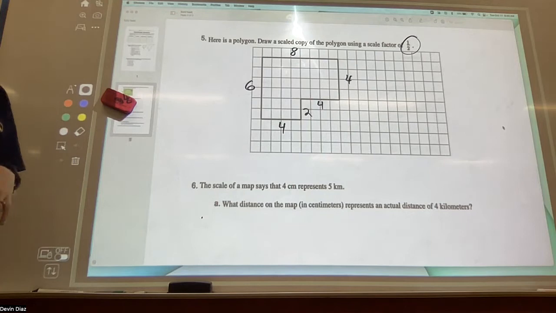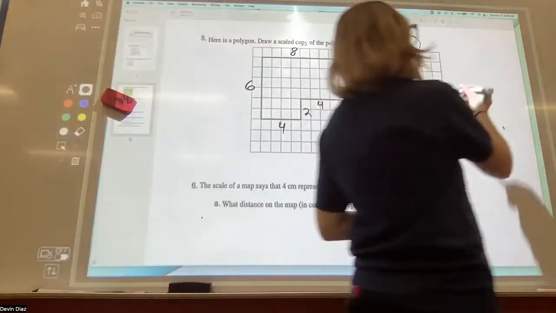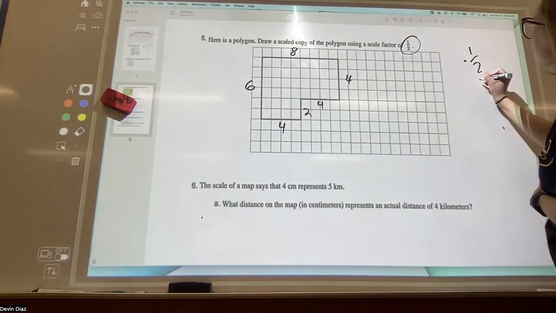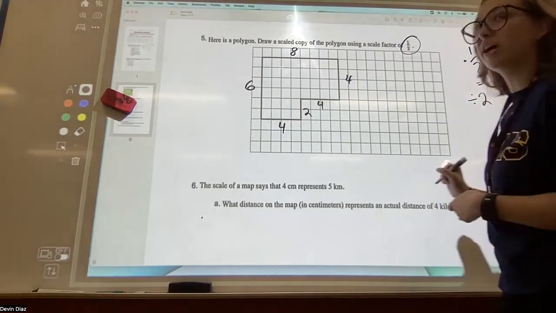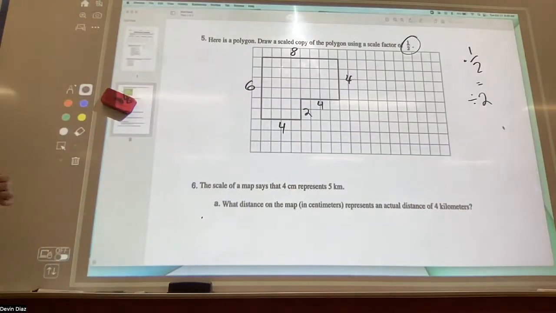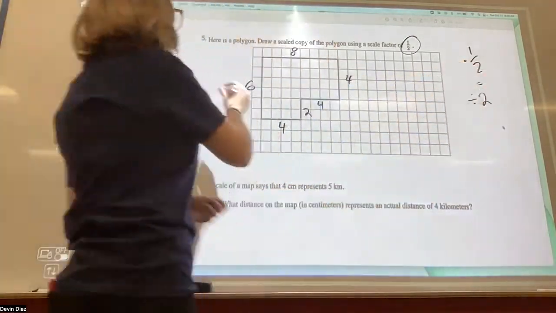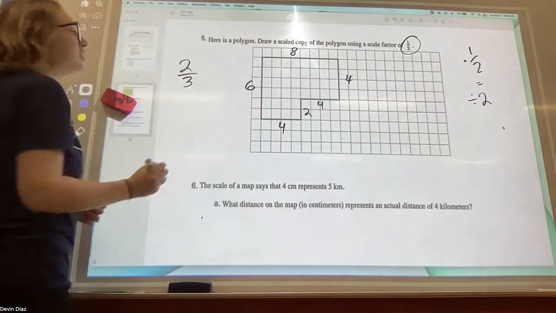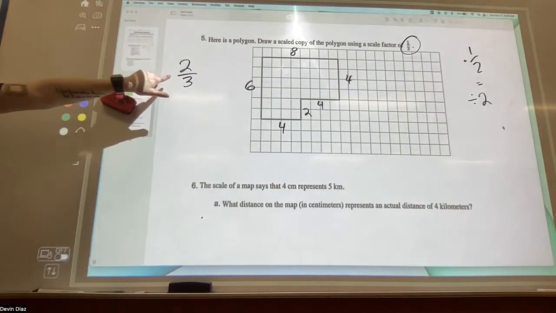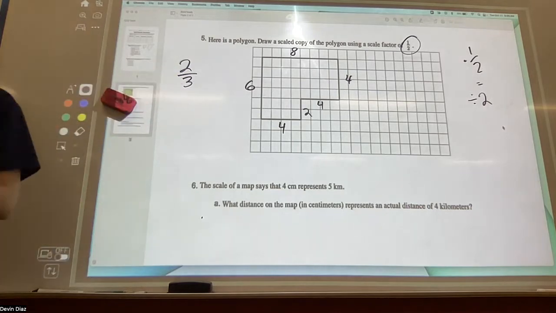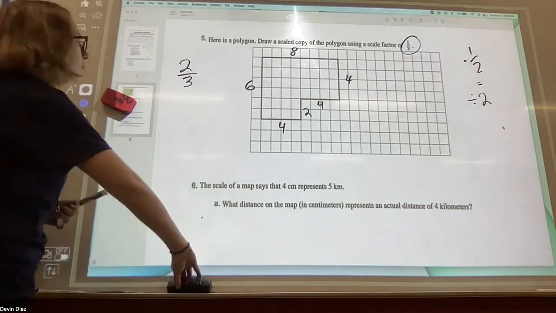If it's half, what am I dividing by? 2. Remember we talked about scale factors? Times 1/2 is the same as divide by 2, right? We talked about that. Denominator means divide. So for example, if I had the fraction 2/3, what that means is I divide by 3 and I multiply by 2. That's all that means.